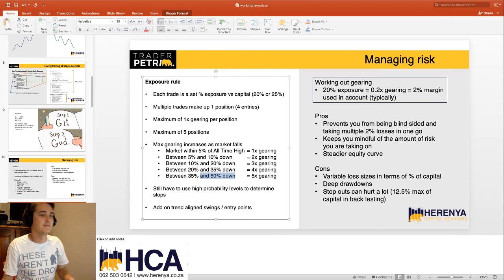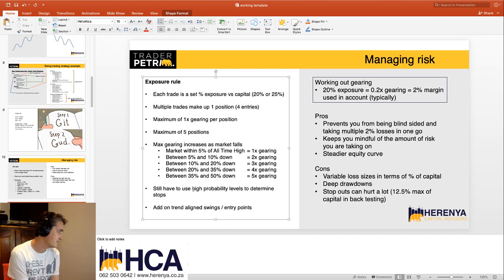Good man. Okay, so pros and cons. Once again, I'm just going to sort of finish with this. You still have to use high probability levels to enter. Okay, that's part of the rule. Add to trend line, blah blah. So work out the gearing. So 20% exposure is usually 2% of the capital in your account as margin, right?